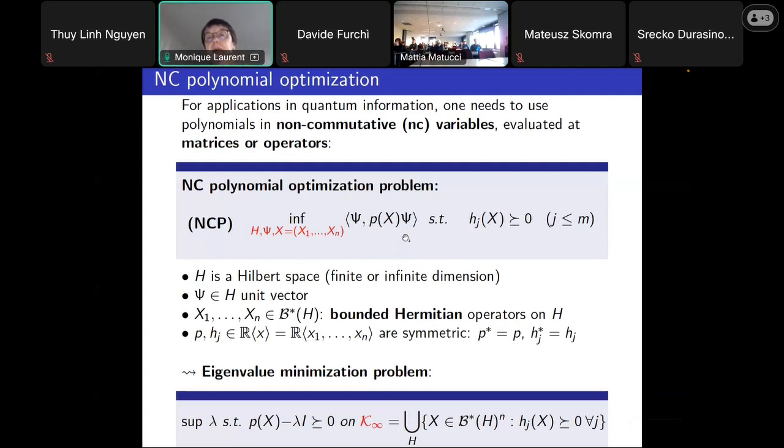So in this talk, I want Hermitian matrices, because I want to get a Hermitian matrix. So if the X are Hermitian and I apply a symmetric polynomial, I get a Hermitian polynomial. But if you have equations H_j of X equal to 0, you can also capture this, and then you don't need to require that the polynomial is symmetric.